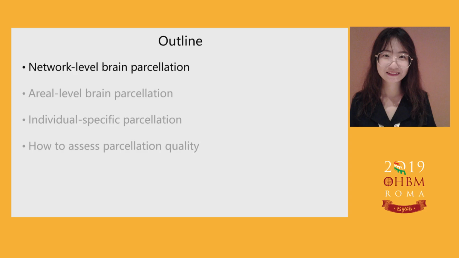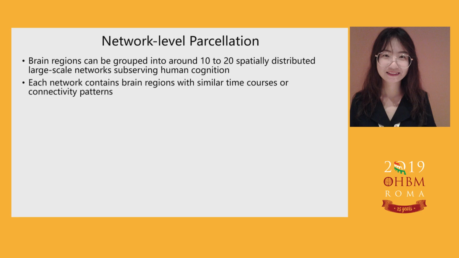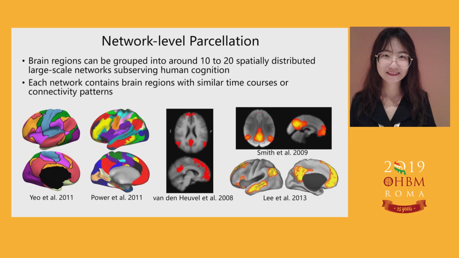So let's start with the network level parcellation. Resting state functional connectivity is a very promising tool for identifying large-scale brain networks. The brain regions can be grouped into around 10 to 20 brain networks, each associated with various cognitive functions. The brain regions within each network normally share similar time courses or connectivity patterns. Here I'm showing you a few examples of the network level parcellations estimated by different approaches.